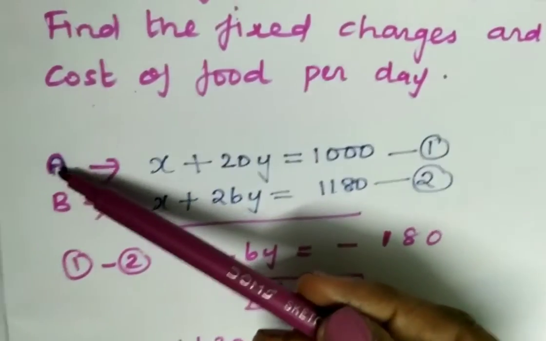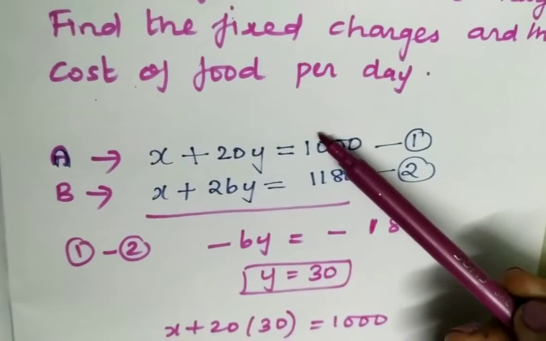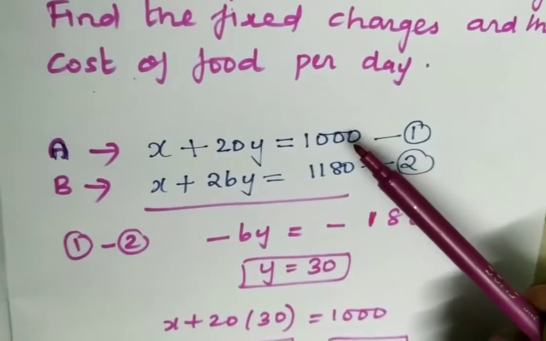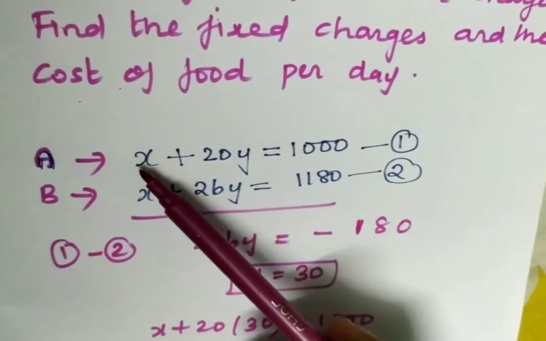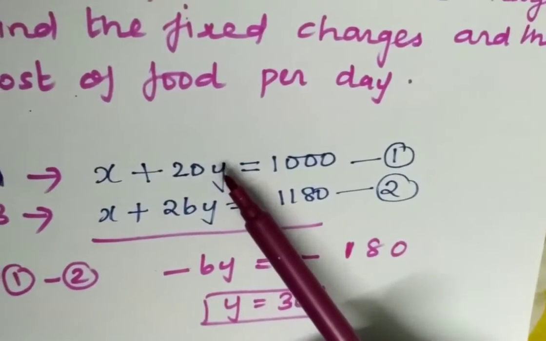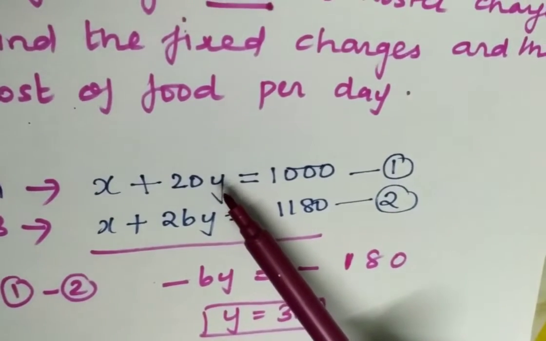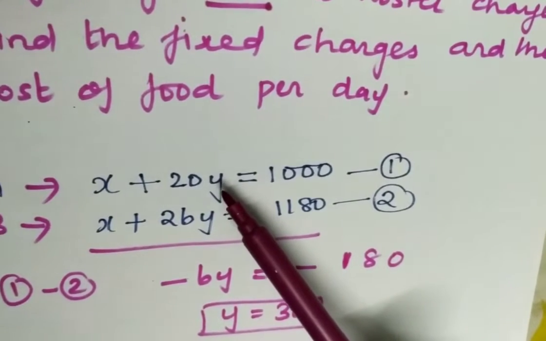Now I'll come to the person. Let us talk about the person A. Total amount for 1 month she paid is given as 1000 rupees. In that, X is her rent, the fixed amount for her. And what does this Y mean? Amount paid by her for 1 day. In hostel they will provide food, isn't it? For that food we have to pay a charge per day.